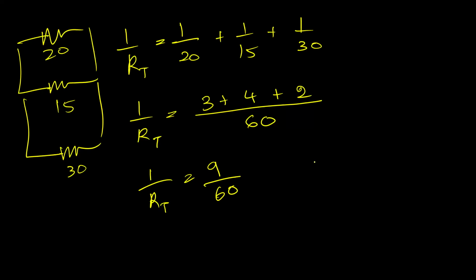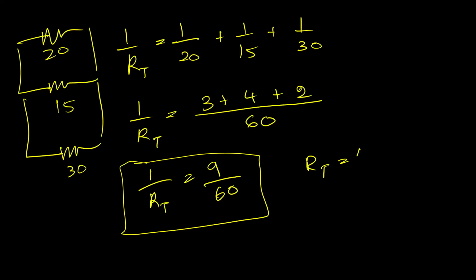Then how to get the R total answer? Upside down. We call it reciprocal. R total equals 60 over 9 ohm. We will simplify it slightly. You can cut with 3 and 3. Here it will be 20, here it will be 3. For R total, you can keep it as 20 over 3 ohm.